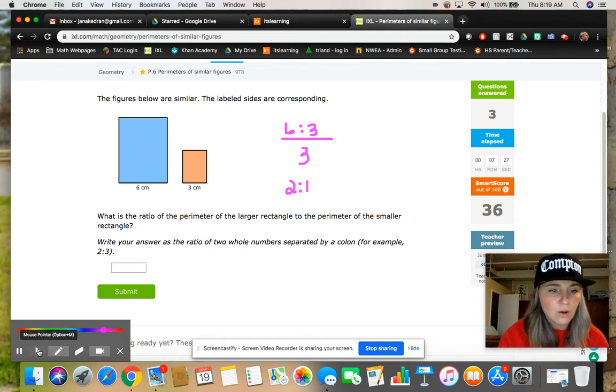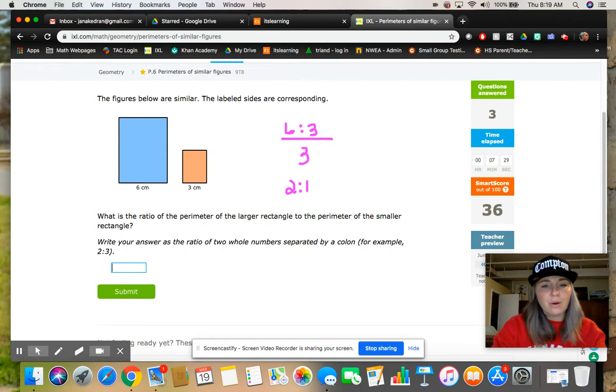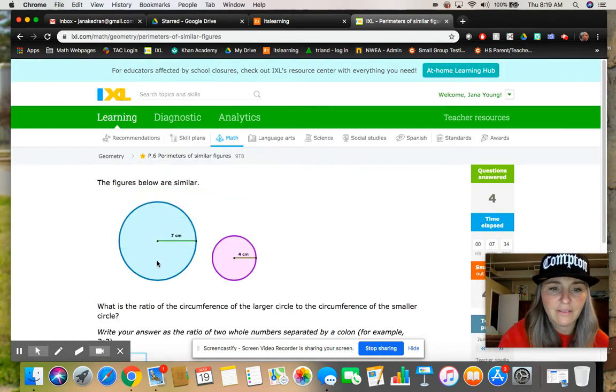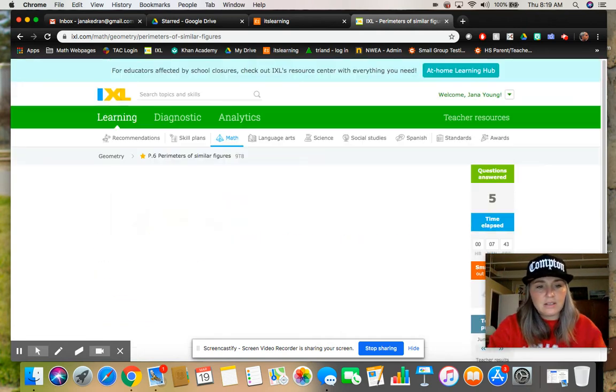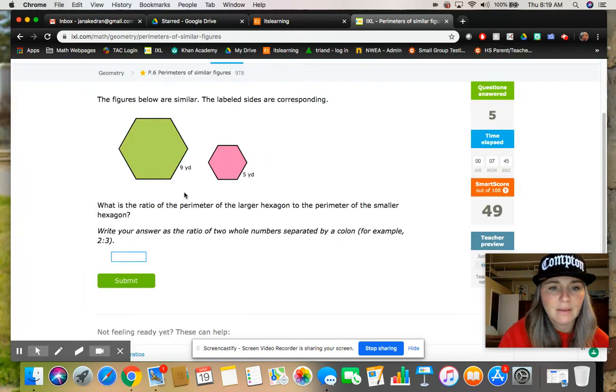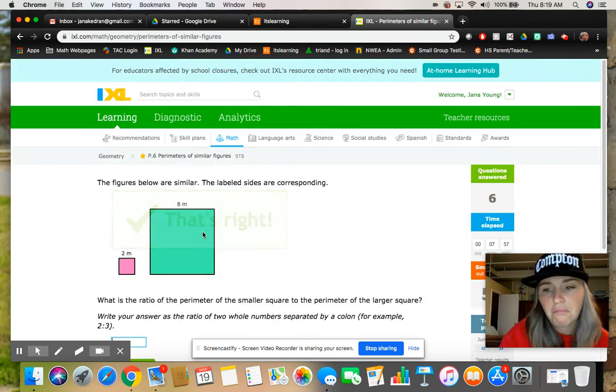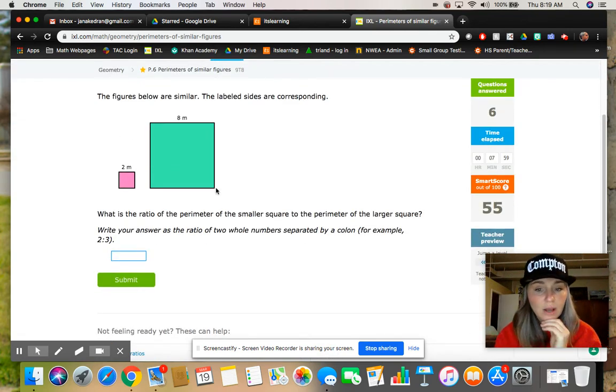Okay, so if it can be simplified, if they're both divisible by the same thing, then you're going to have to simplify it. So like this one, 7 is to 4. 7 and 4 aren't divisible by the same number, so I can just give this one as 7 is to 4. 9 is to 5: 9 can be divided by 3, but 5 is a prime number, so it can only be divided by itself and 1. And it just goes on like this.